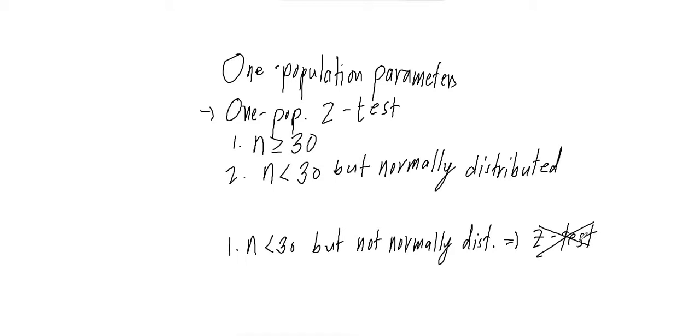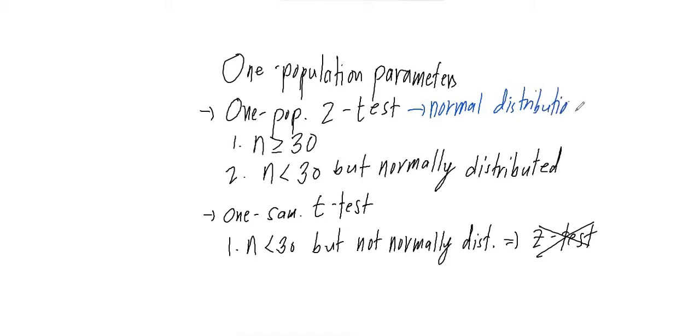Instead, we will have a different kind of test called the one sample t-test. Now, what is the difference between the two? One population z-test is based on the normal distribution. The normal distribution is usually accredited with the variable z. That's why here, it has to be normally distributed if it's less than 30. If it's greater than 30, we apply the central limit theorem, which is also related to the normal distribution.